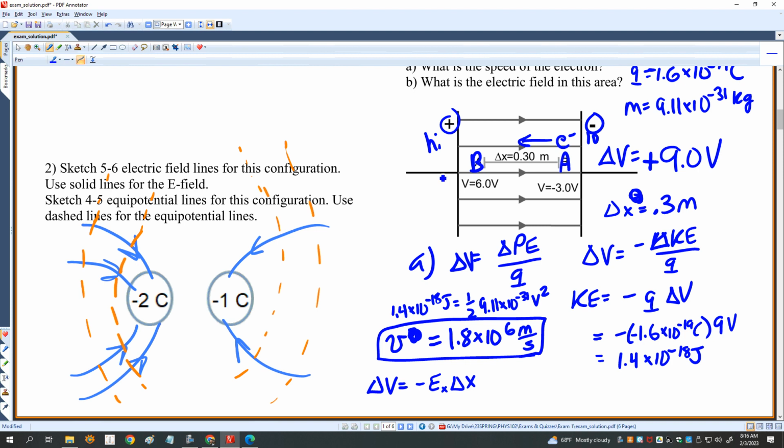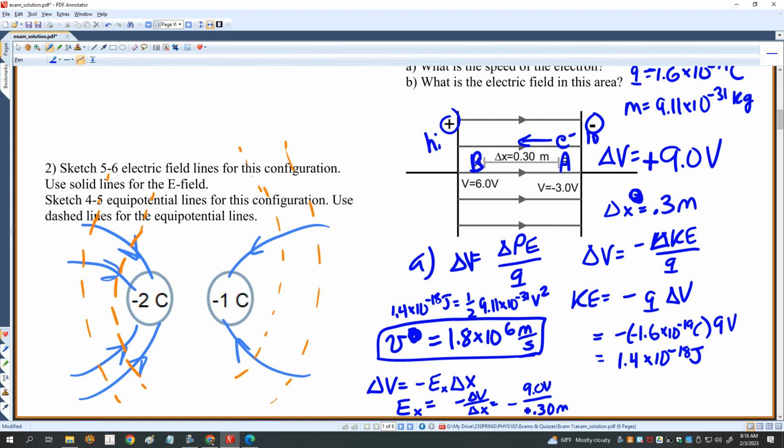my electric field then, Ex, is equal to negative delta V over delta X, which is going to be negative of my delta V, which is a positive 9 volts, divided by my distance, which is 0.30 meters.